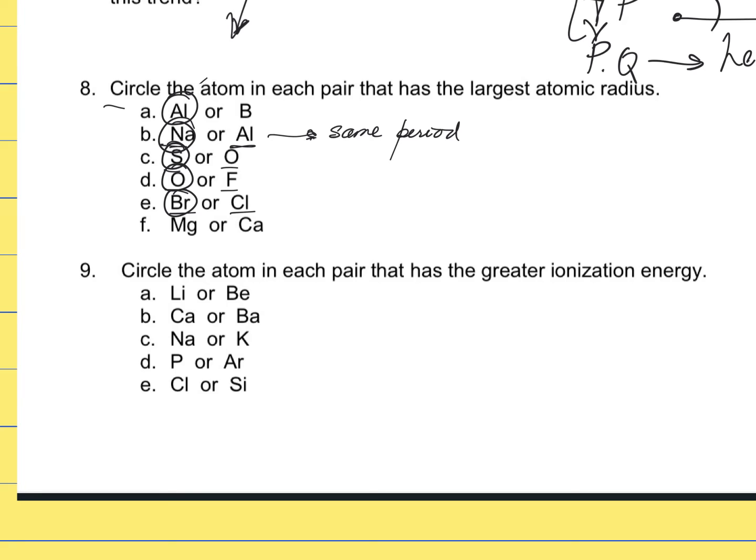Bromine, because bromine has one more level of energy than chlorine. Magnesium and calcium. Magnesium and calcium, the biggest one is calcium because it's in period 4, while magnesium is in period 3, so calcium has one more level of energy.